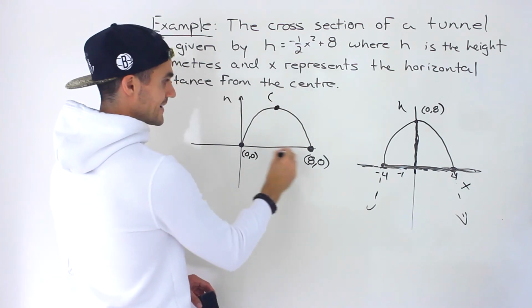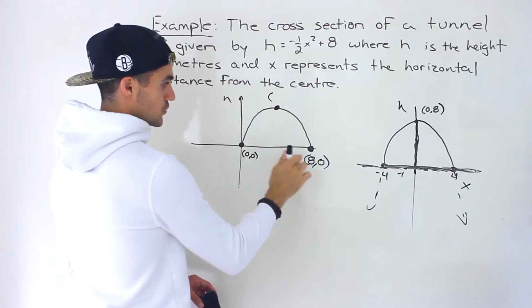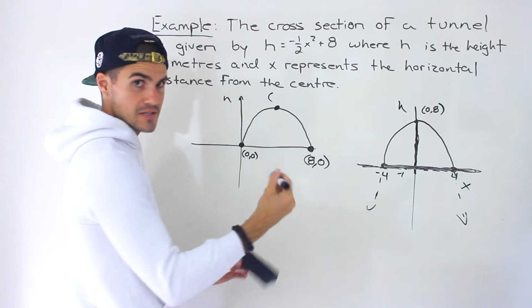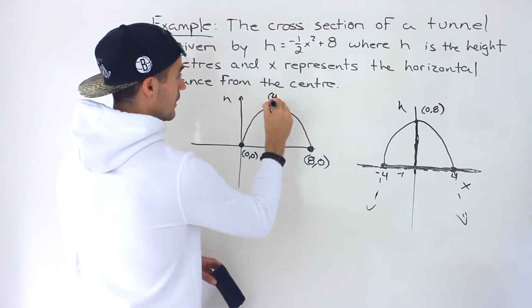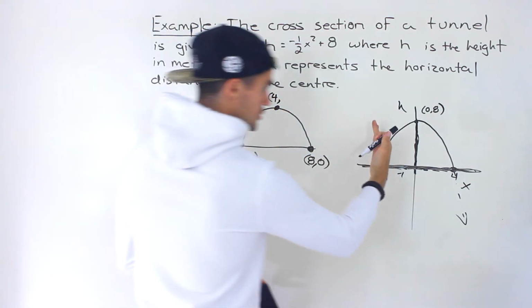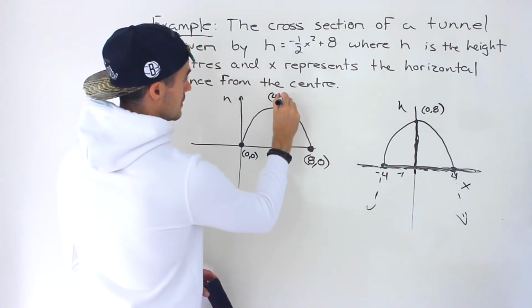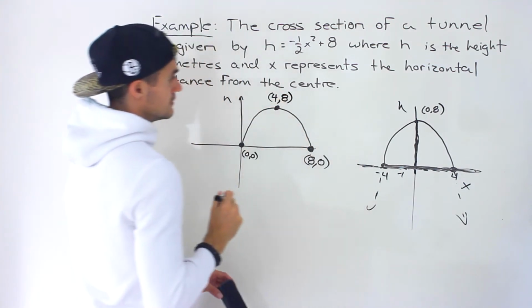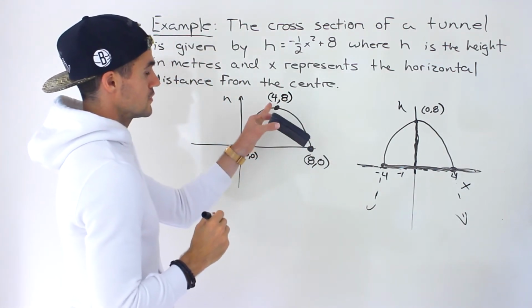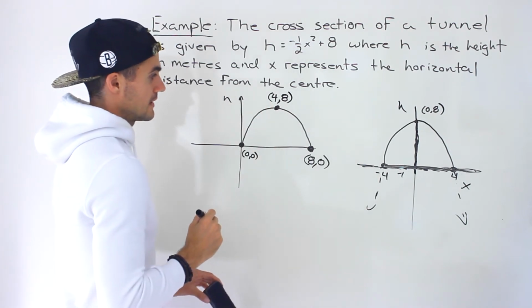Well, we know the x value of the vertex is in between the intercepts, so 0 plus 8 divided by 2, which would be at 4, and then the height didn't change, right? We're just shifting this to the right, and so the height would be 8. So the vertex is at 4 and 8.